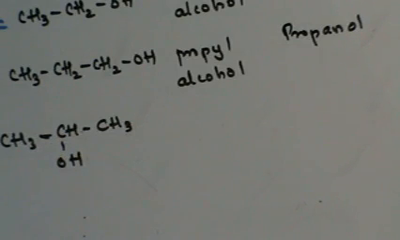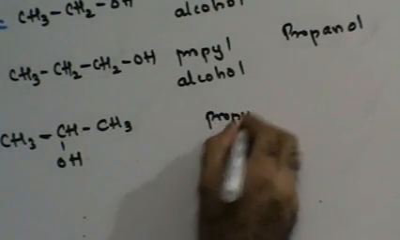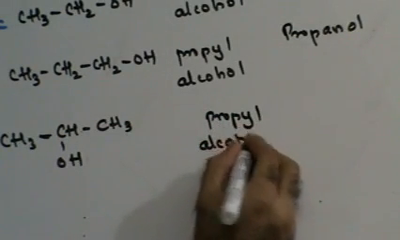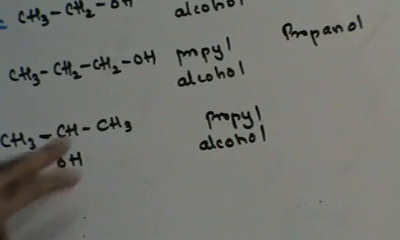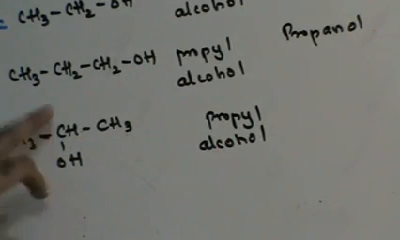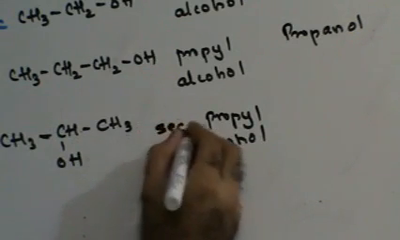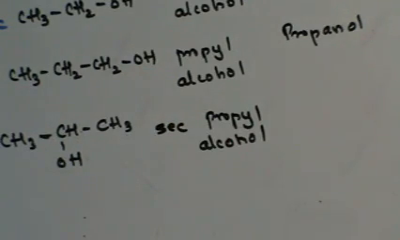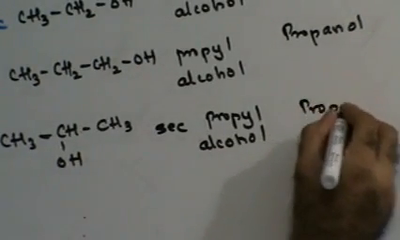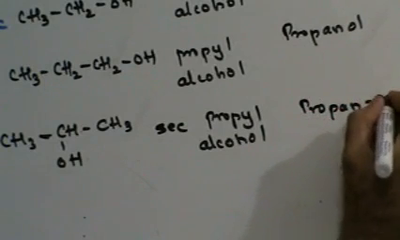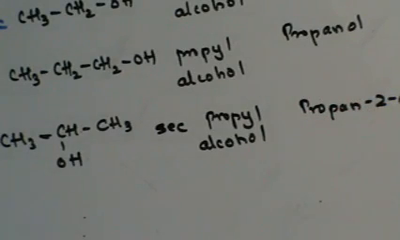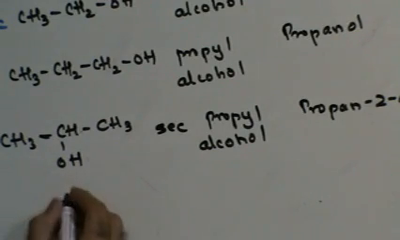Next, CH3CHOHCH3, right? Three carbon atoms, therefore propyl, OH, therefore alcohol. OH is attached to the secondary carbon atom. This is my primary carbon atom, this is my secondary carbon atom. OH is attached to the secondary carbon atom, therefore sec-propyl alcohol, right? And its IUPAC name, three carbon atoms, therefore propane. OH is attached to the second carbon atom, therefore 2, and alcohol, therefore OL. Propan-2-ol, right?